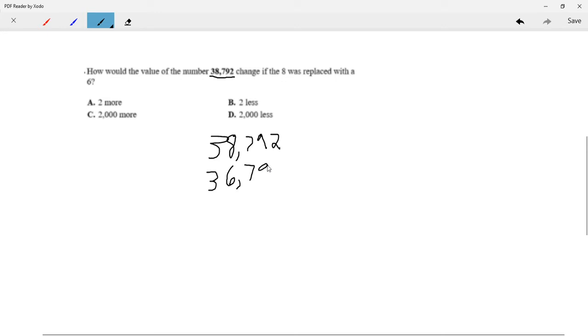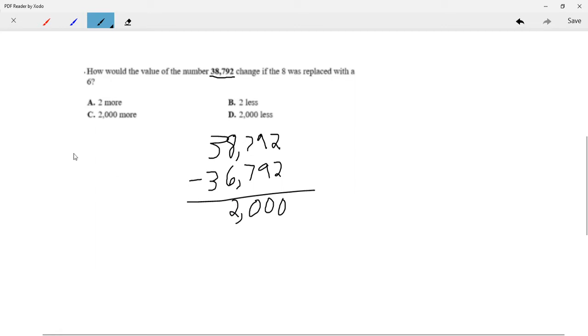They didn't say anything about replacing any of the other numbers. All they said was if the 8 right here was replaced with the 6. Okay? So, as we can see, how did the value change? Well, if we're talking about change, really, we would just be doing subtraction, right? 0, 0, 0, 8 minus 6 is 2, 3 minus 3 is 0.